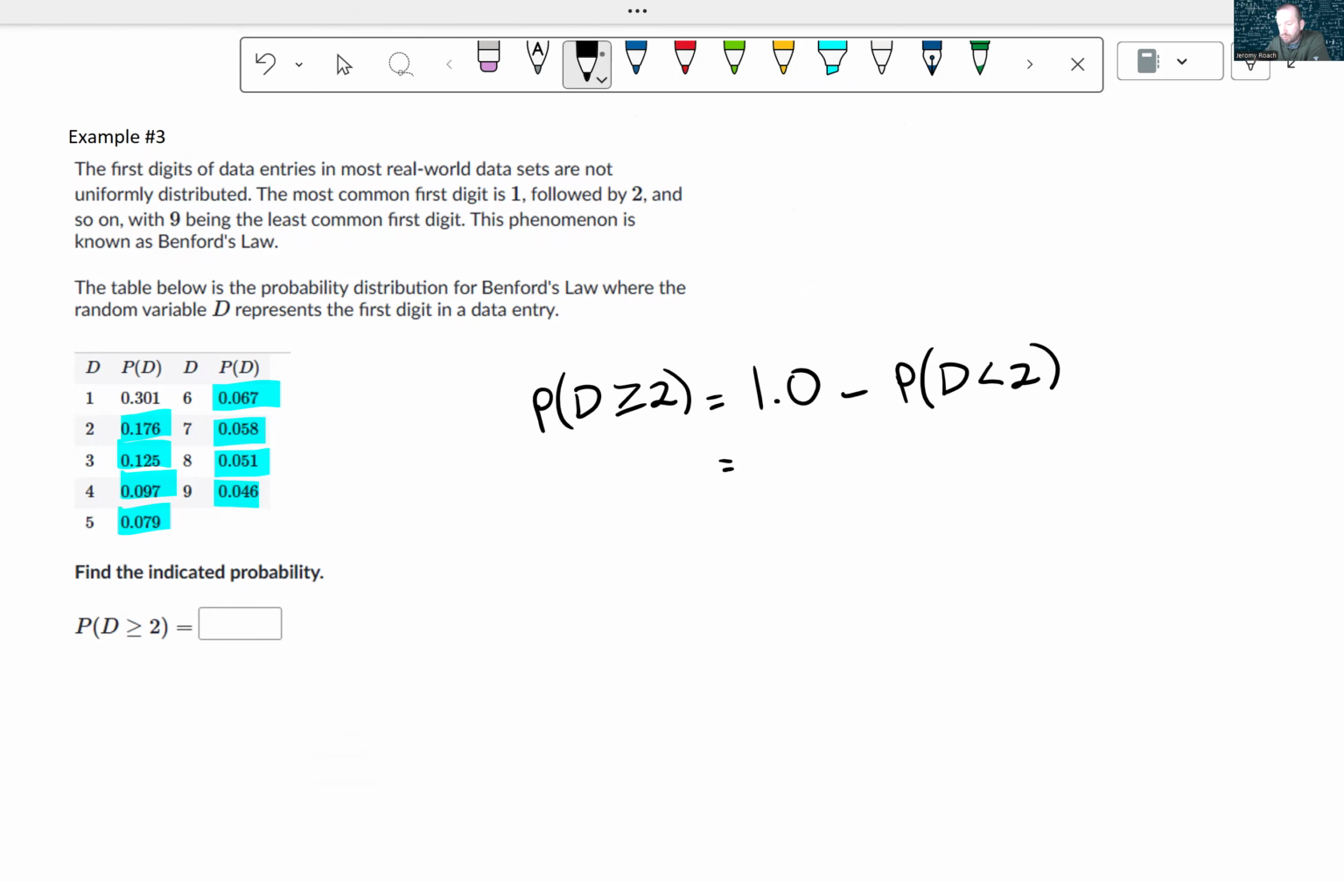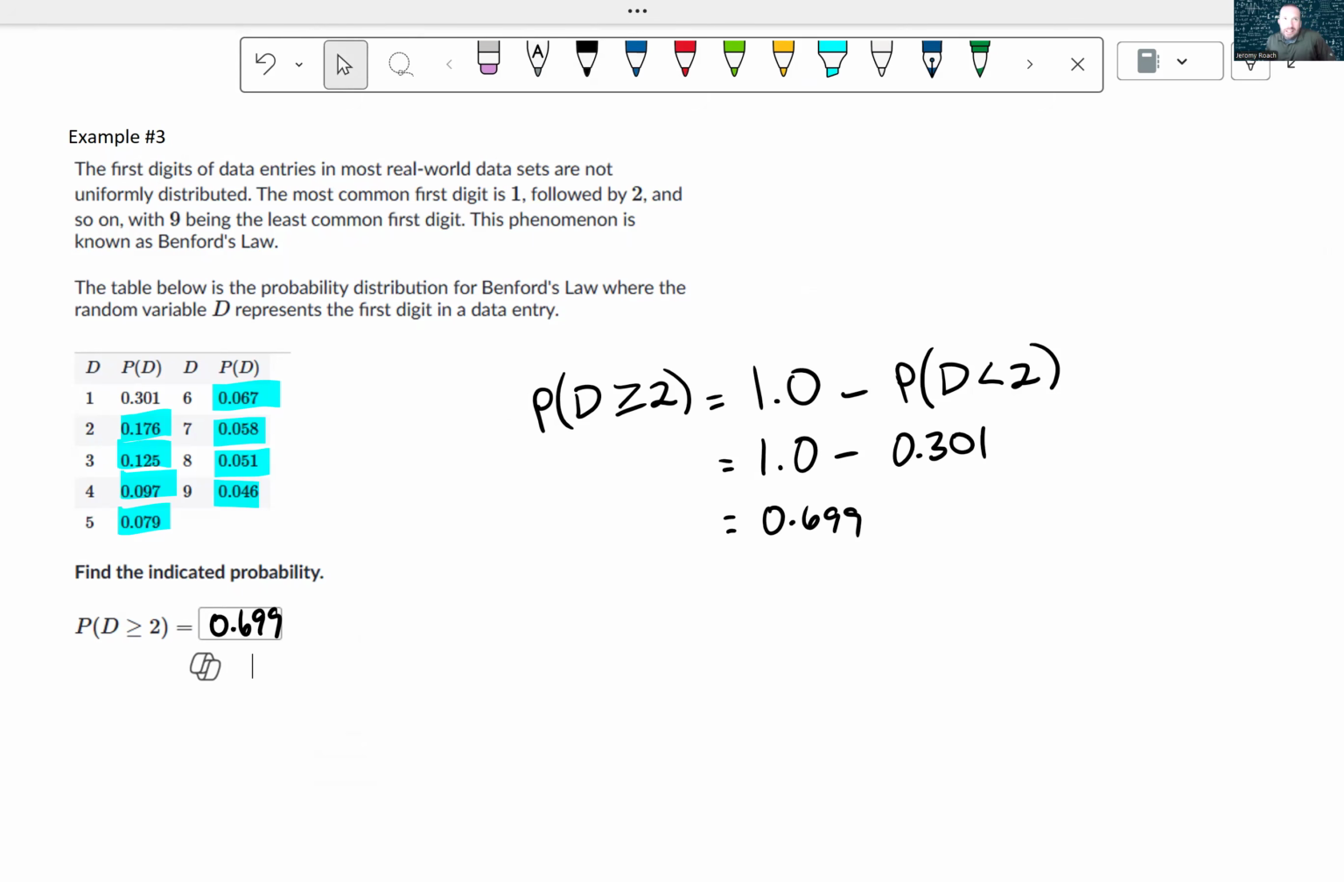If that's a little bit confusing for you, you can still just add these up and not do the complement rule if that's easier for you. But if this makes sense, this is just a shortcut method that you can use. So we get 0.699 for that. And that's our final answer.